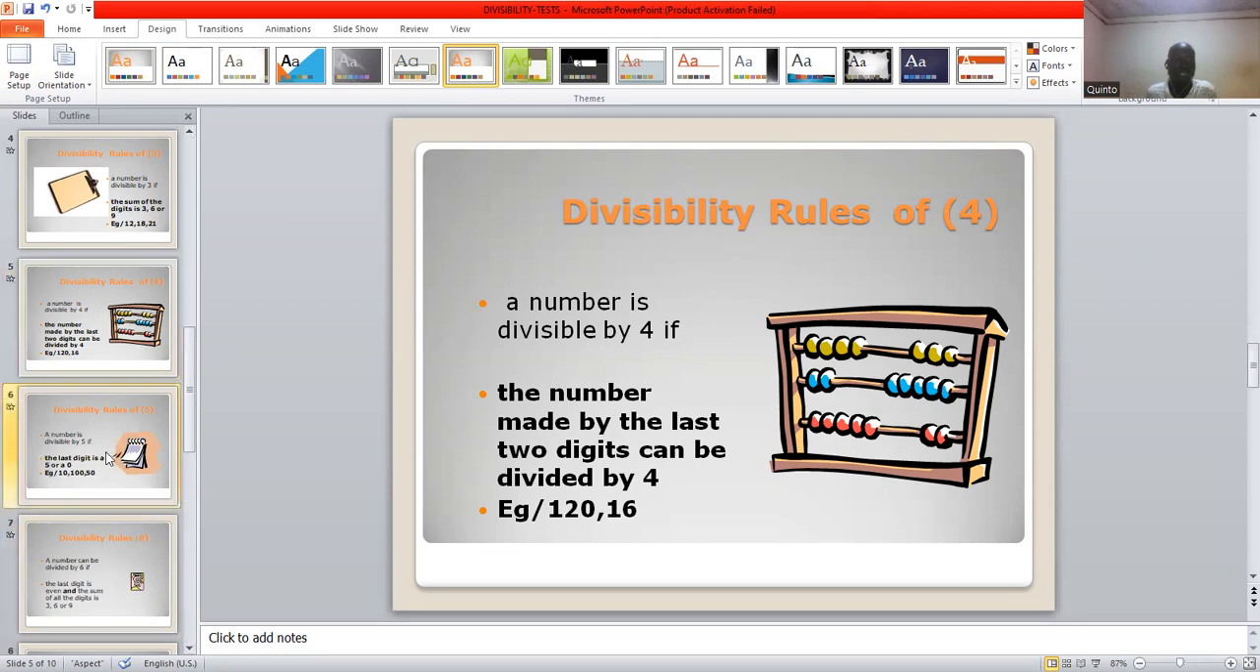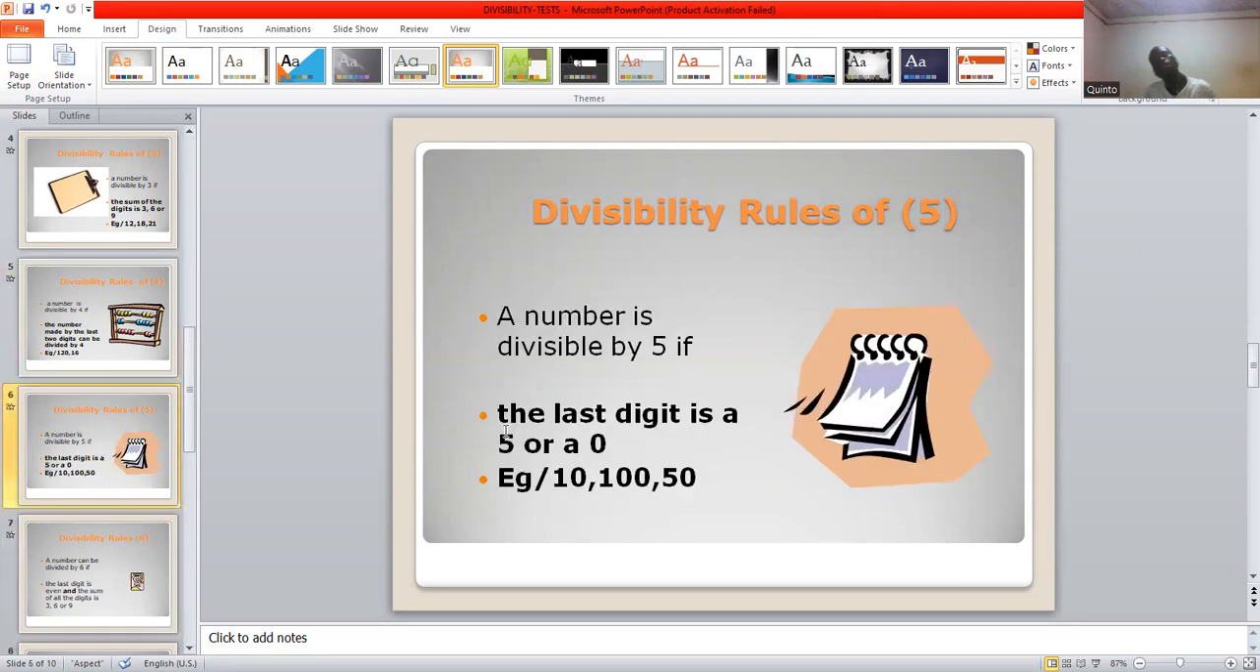Let's proceed to the divisibility test of 5. A number is divisible by 5 if the last digit is 5 or 0. For example, 10 is divisible by 5 because the last digit is 0 and 10 itself can be divided by 5. 100, the last digit is 0.